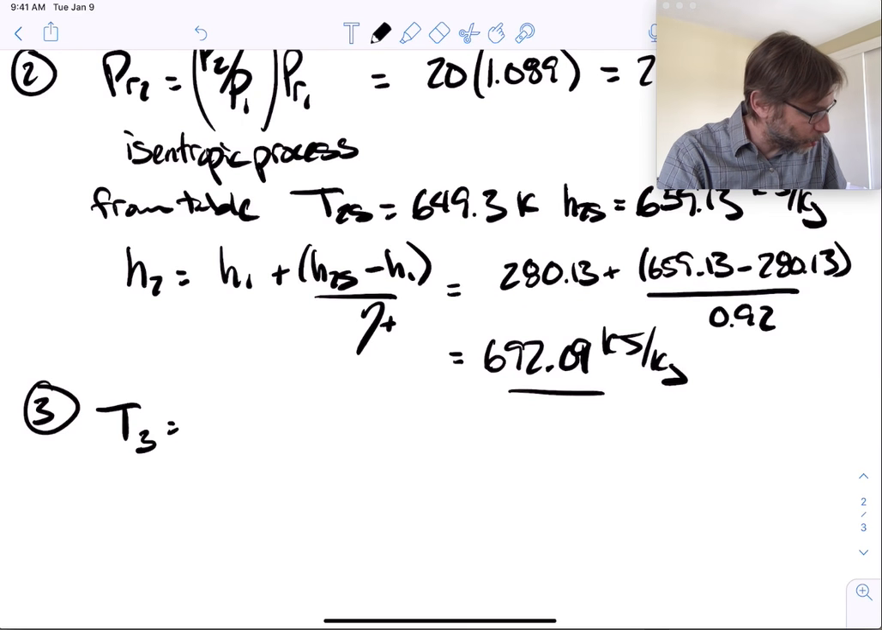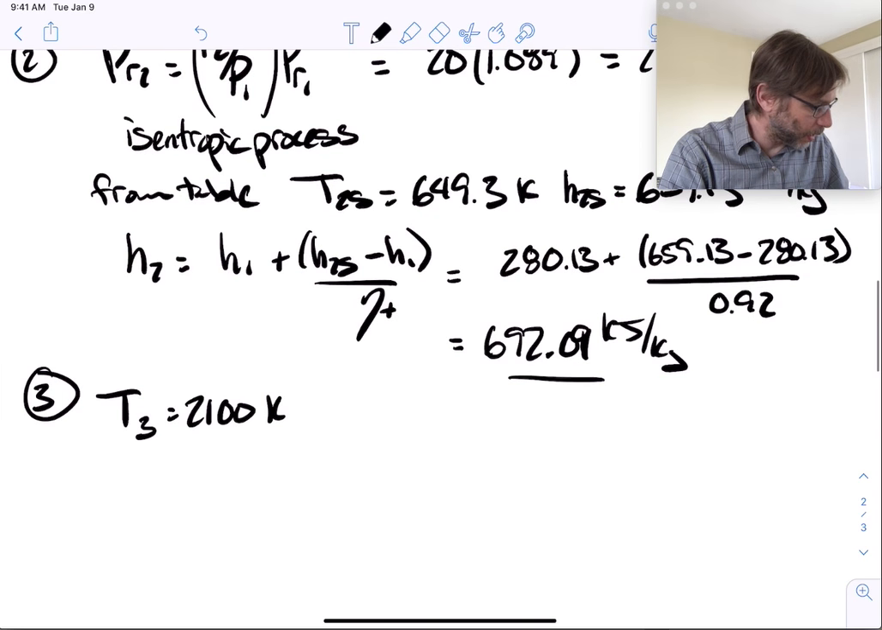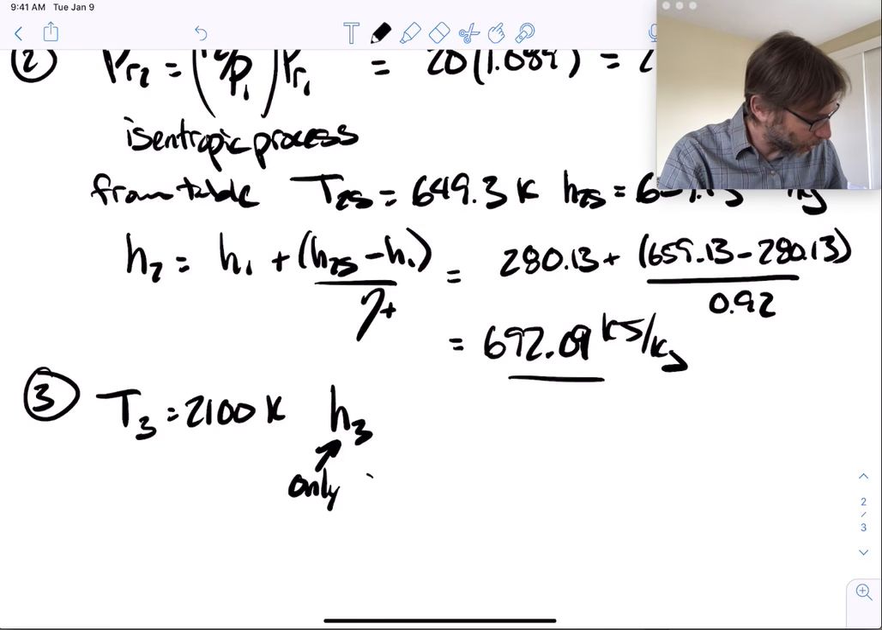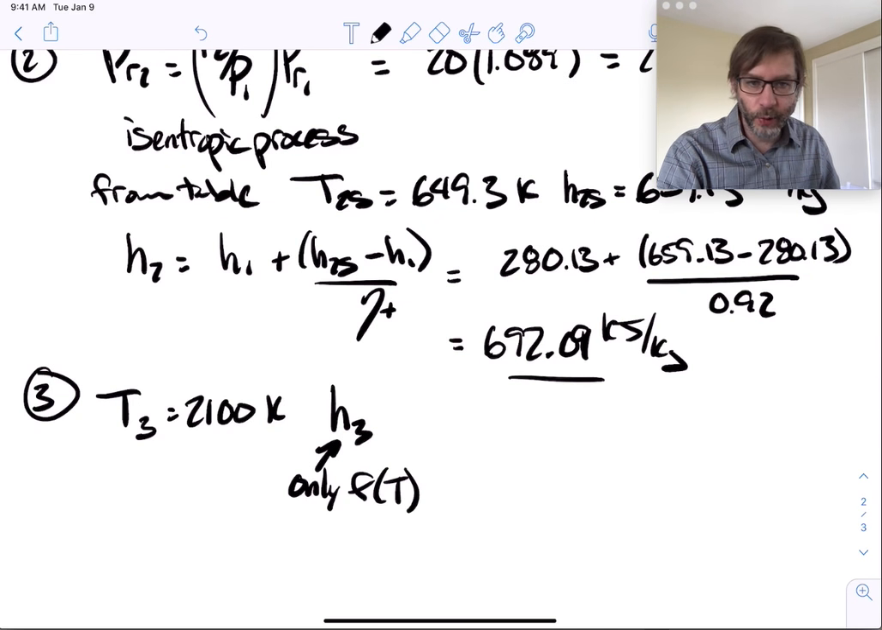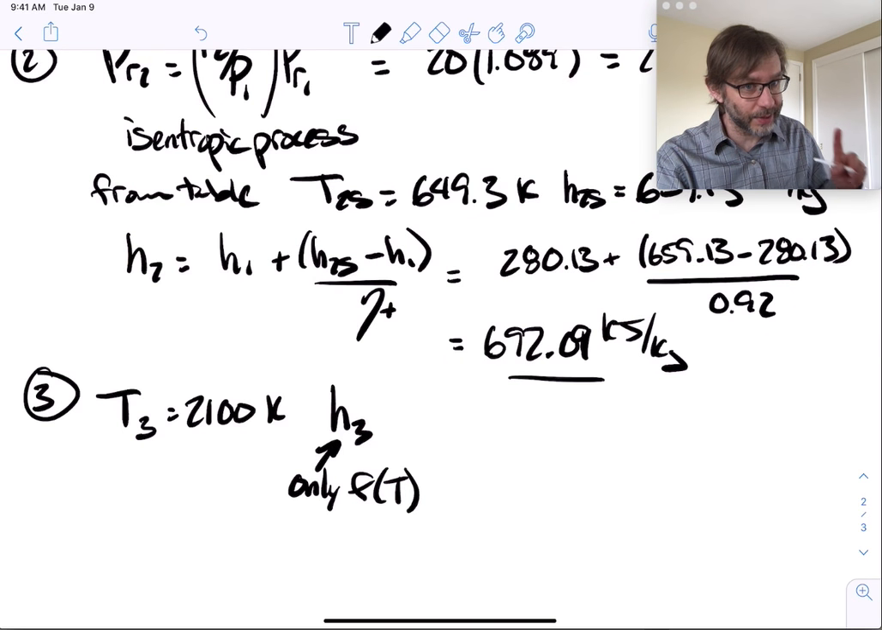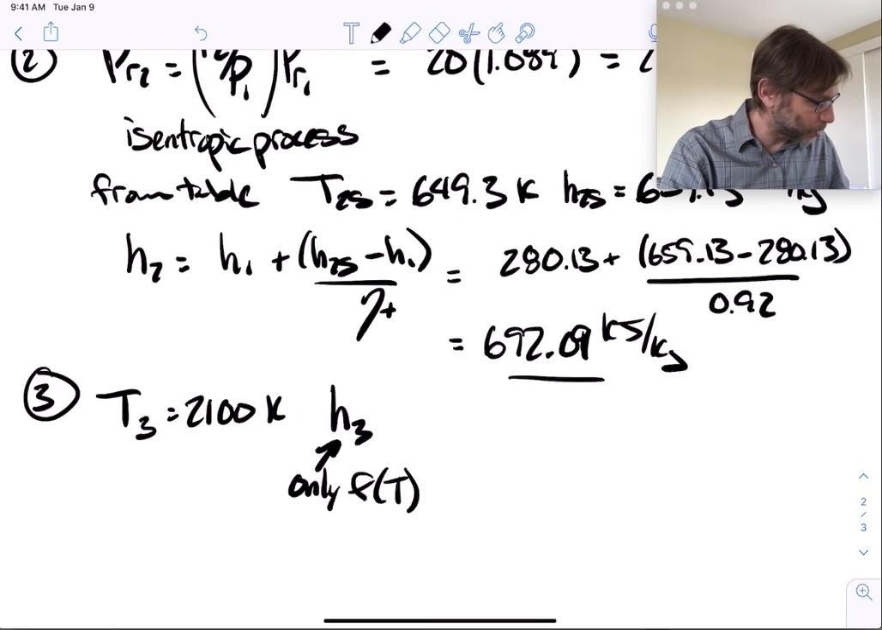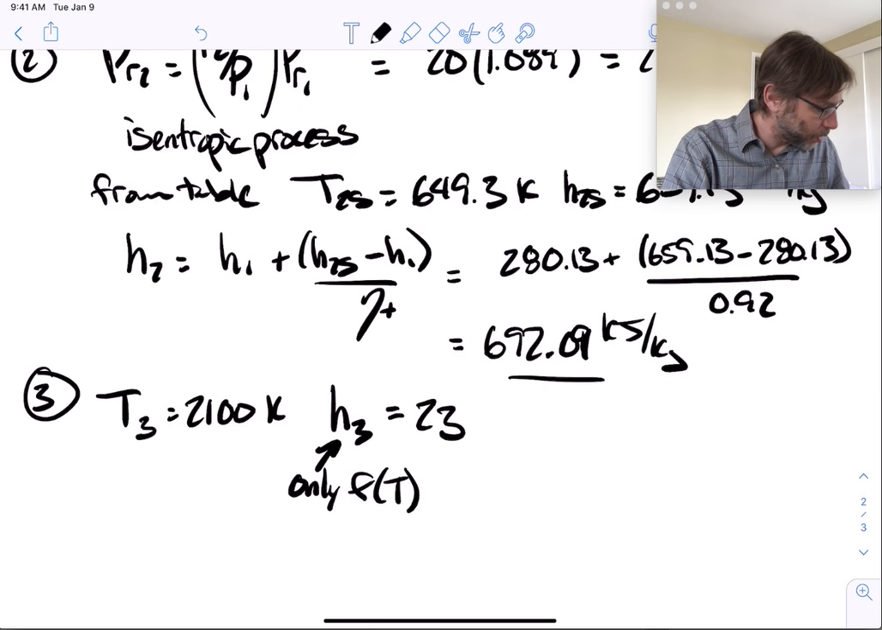T3 is equal to 2100 K. And then we can look that up because, remember, H is only a function of temperature for an ideal gas. This is an ideal gas. You can use the ideal gas law. I don't want to scare you away from that, but you can. H3 is 2377.4 kilojoules per kilogram.